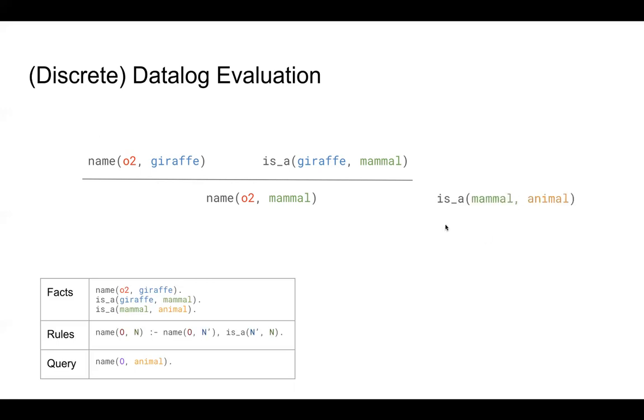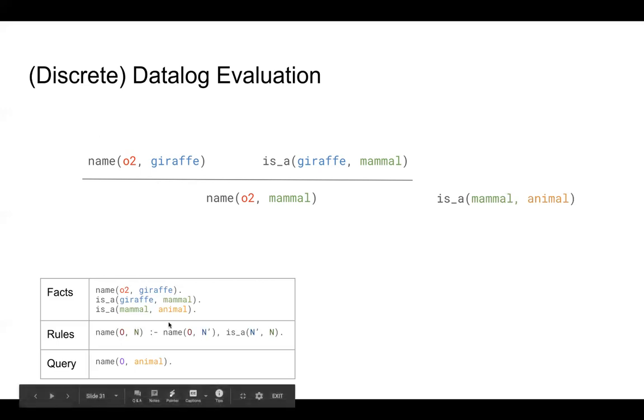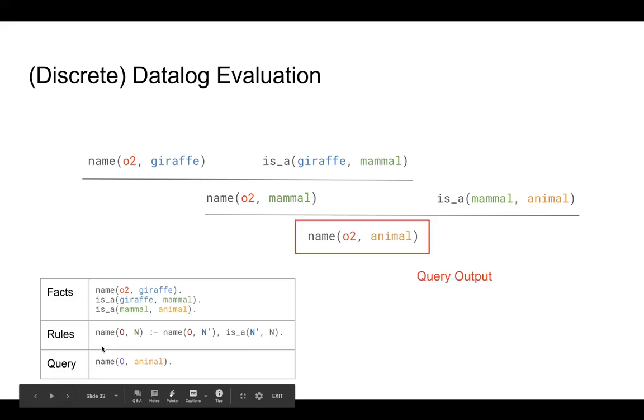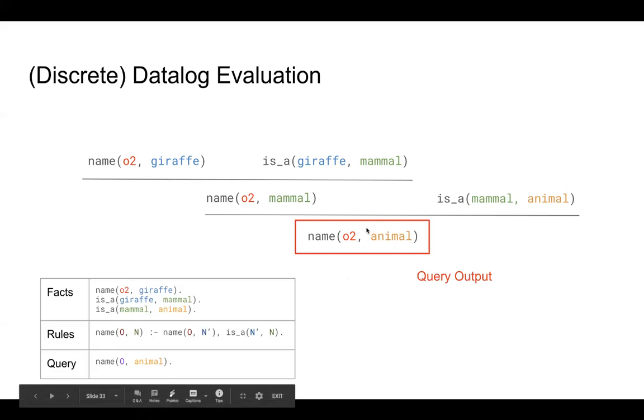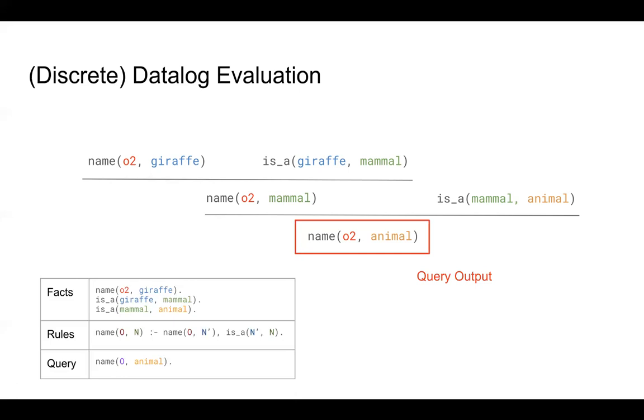We might then take another input fact here, that a mammal is an animal, apply the same rule again, and now derive that O2 is also named an animal. Notice, by the way, that this is a recursive rule, so the relation name appears both on the right-hand side and the left-hand side. This is a grounded tuple, which is an answer to this query. In general, the result is a set of grounded tuples that are true.